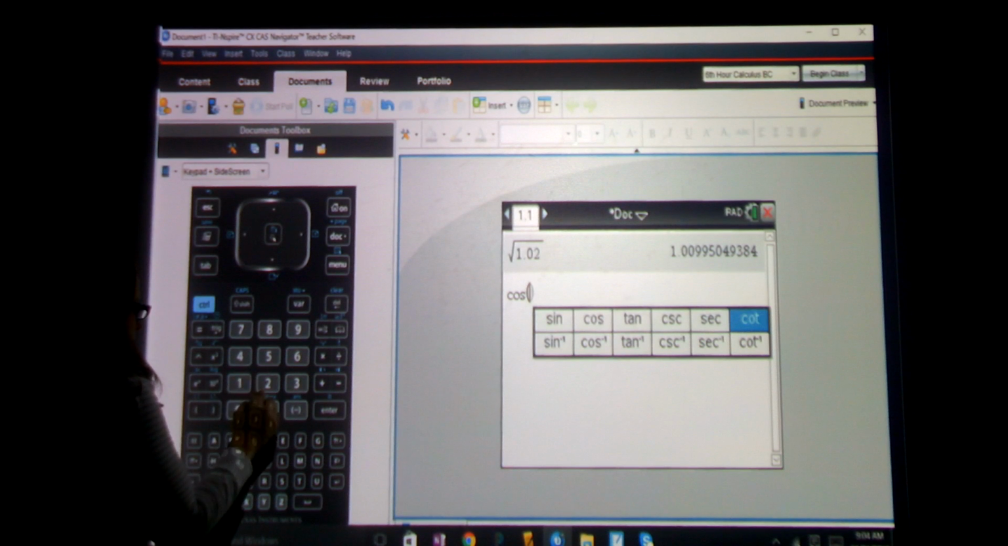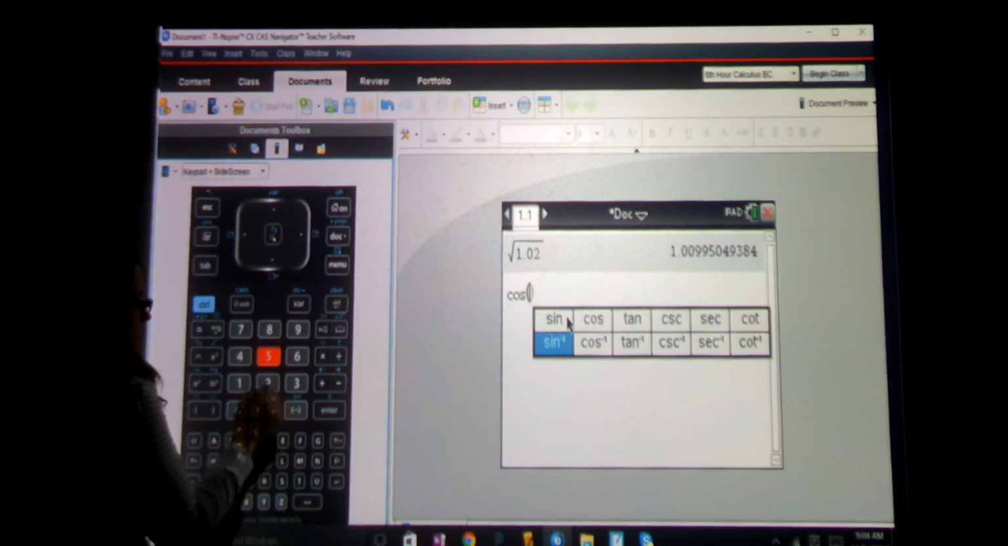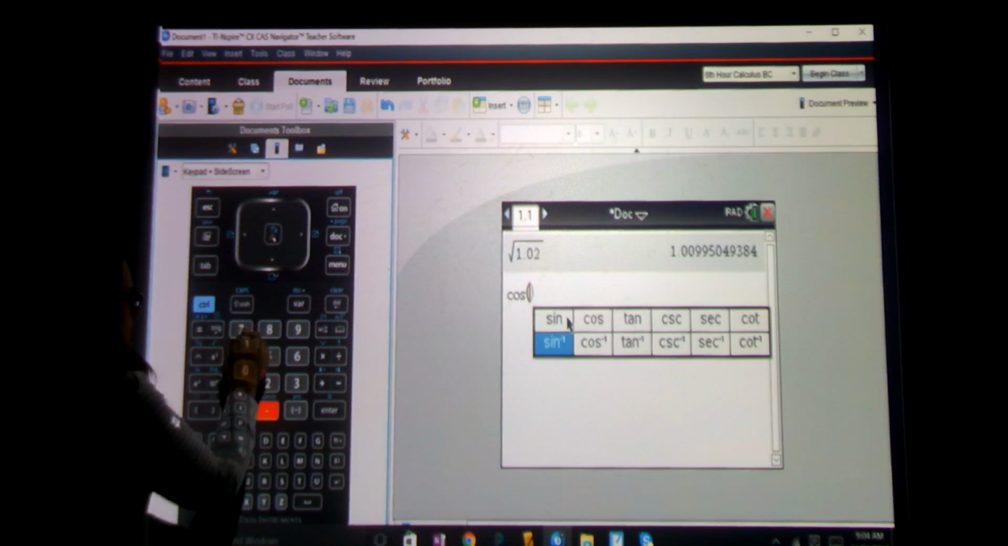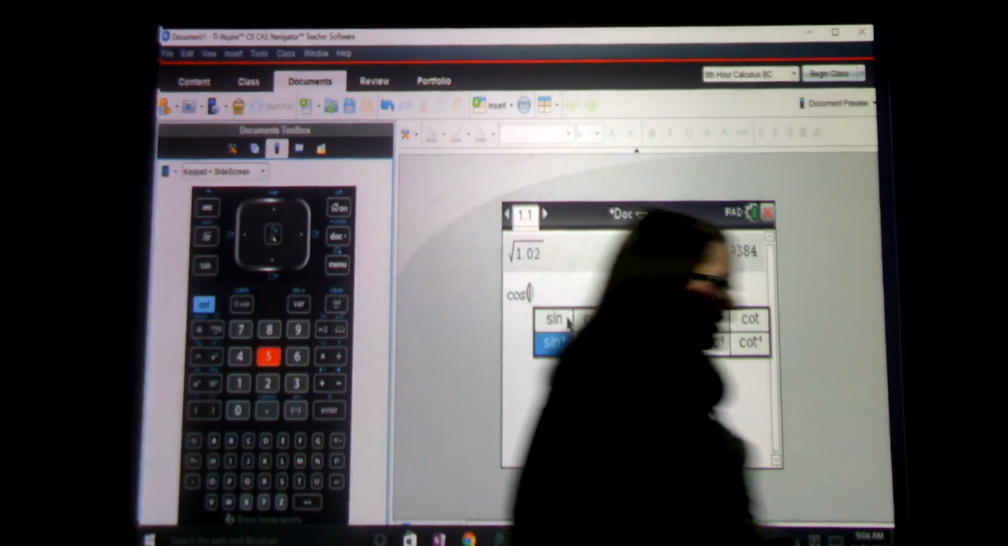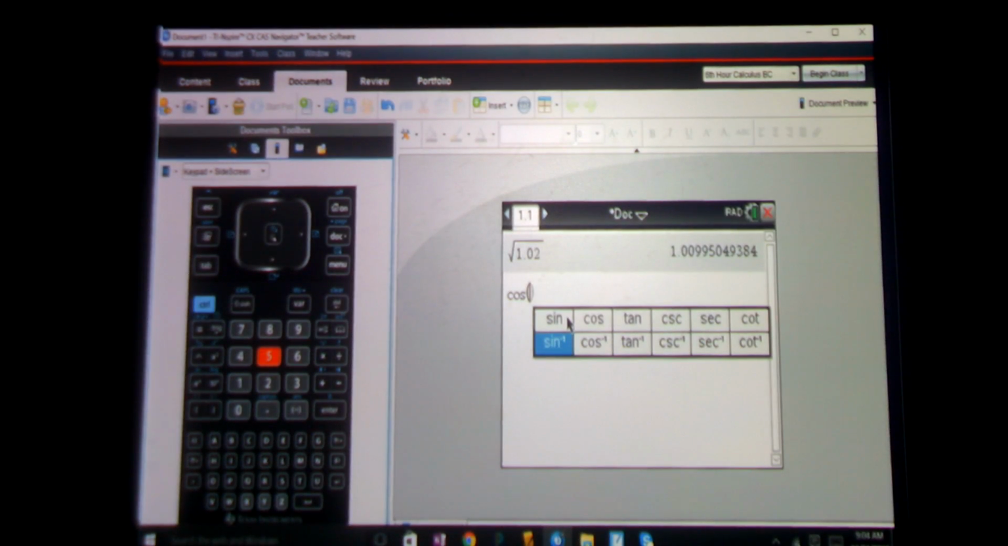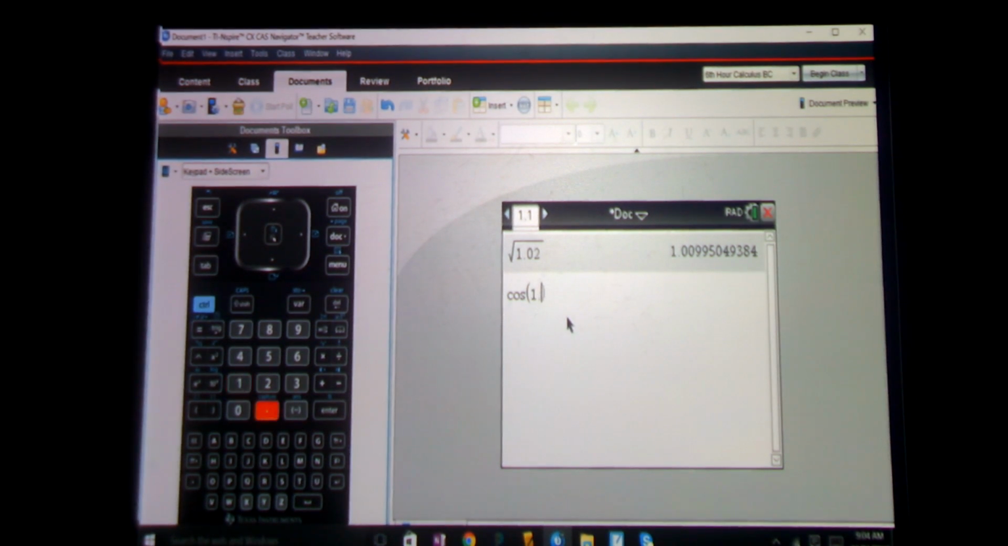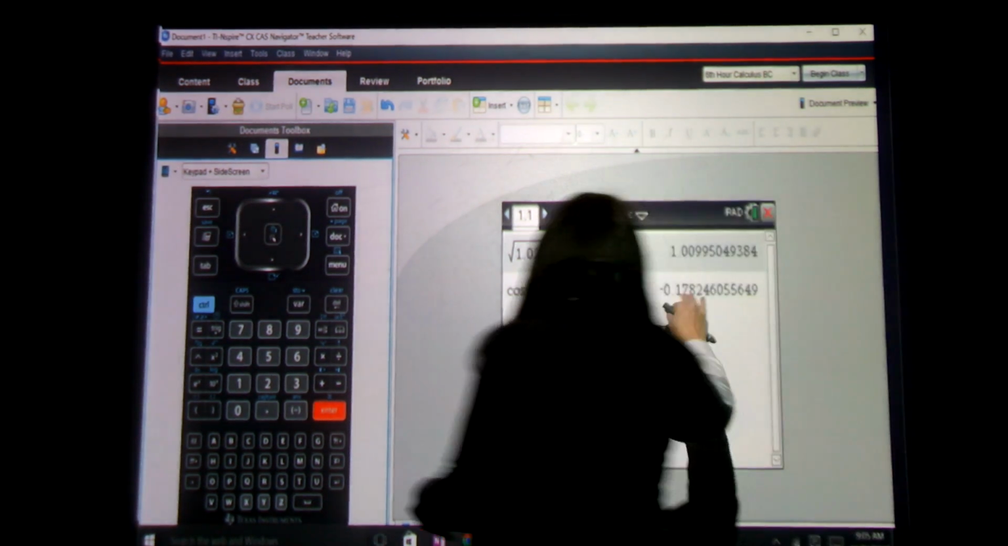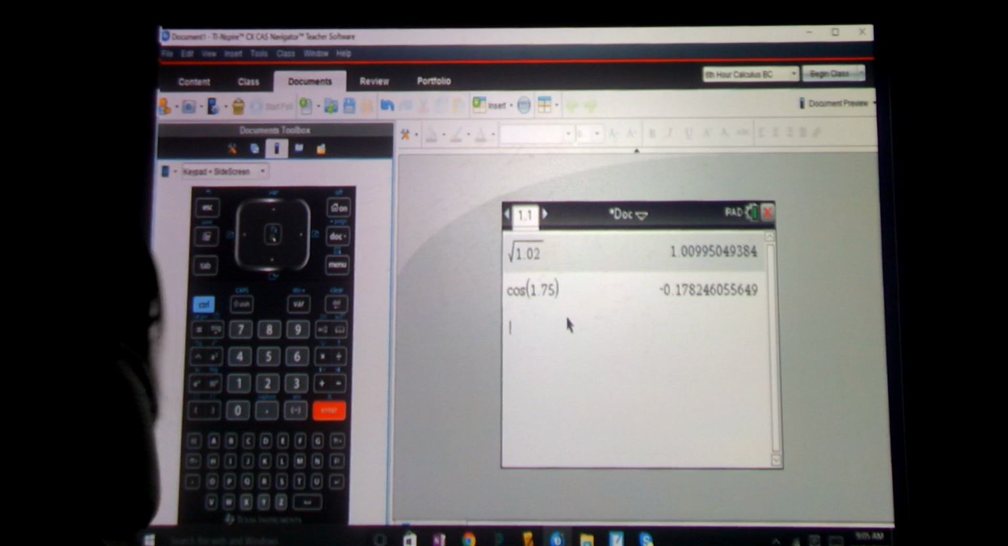Cosine of 1.75. If it will type in. Let me go to my computer. So we're fairly close. We have negative 0.18 if we round it.